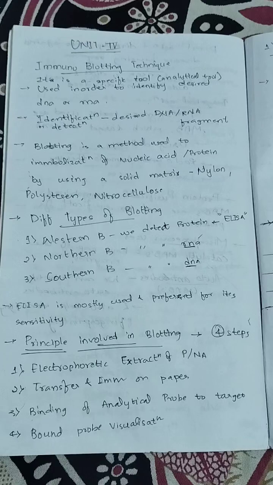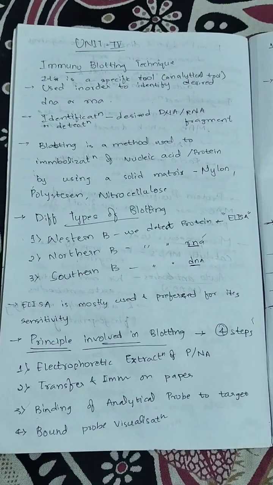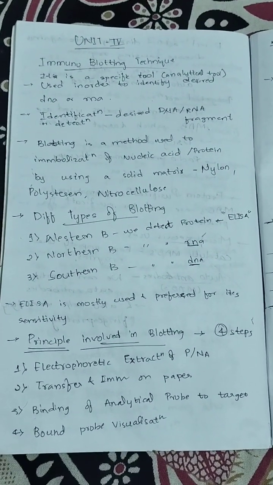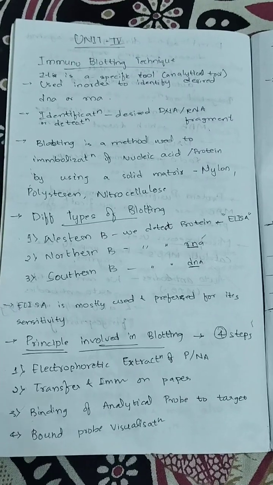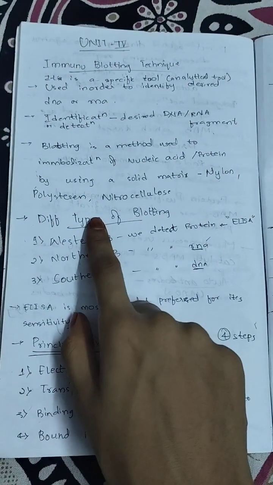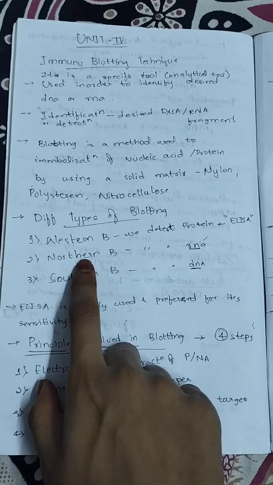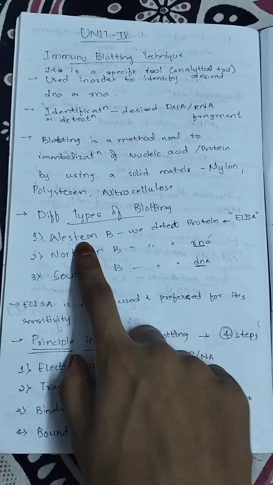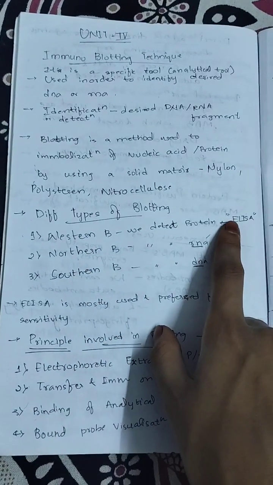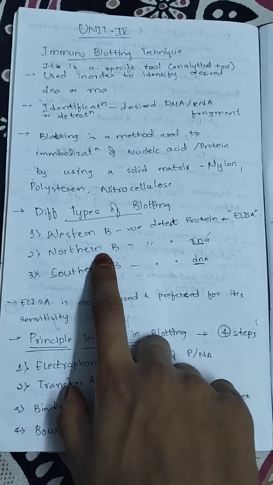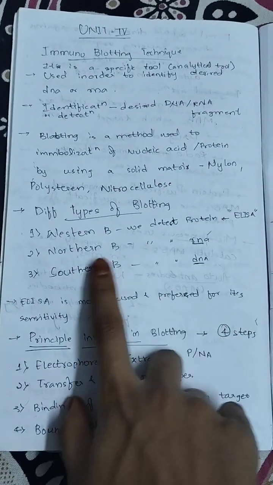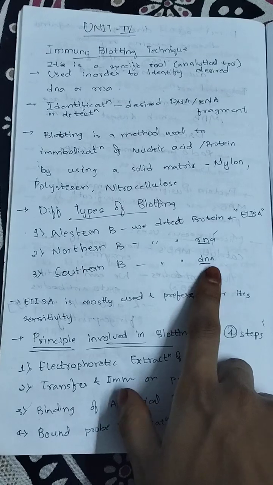There are different types of blotting. Three different types of blotting: Western blotting, Southern blotting, and Northern blotting. Western blotting is used for the detection of proteins, while Northern blotting is used for the detection of RNA. Southern blotting is used for the detection of DNA.